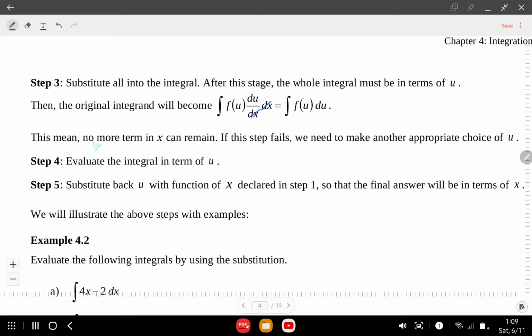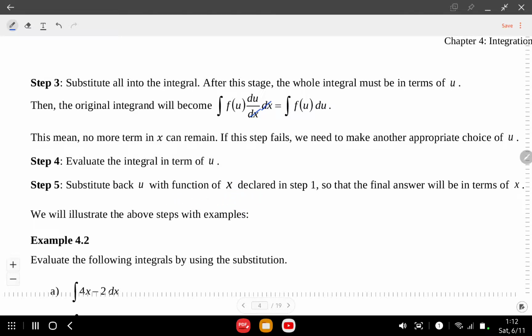In step 4 we need to evaluate the integral in terms of u. Hanya bila you berjaya tukar semua soalan integral dalam terms of u, barulah boleh proceed with step 4. In step 4 you need to evaluate the integral. Evaluate the integral maksudnya kena integrate lah. And then if you have integrated it, proceed to step 5, which is you need to substitute back u with the function of x.